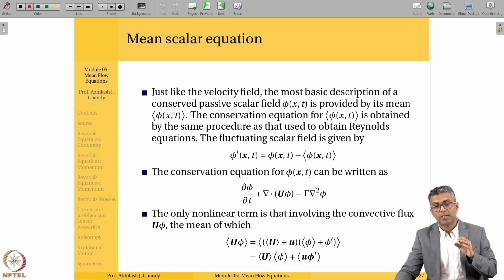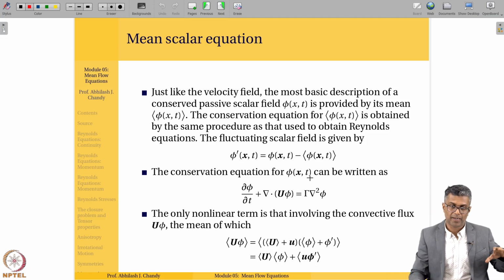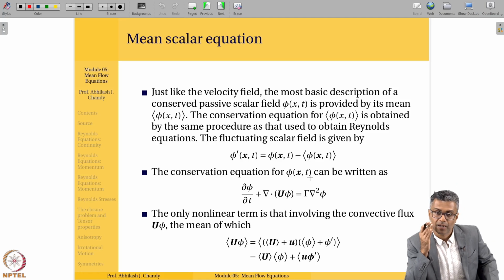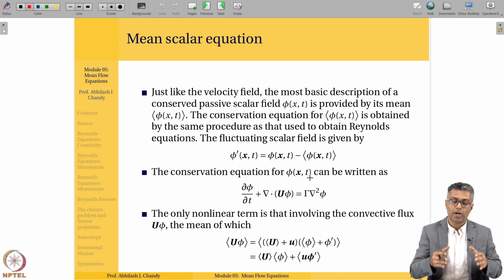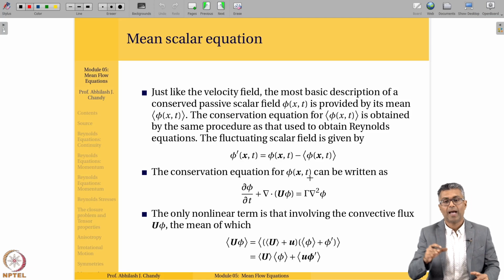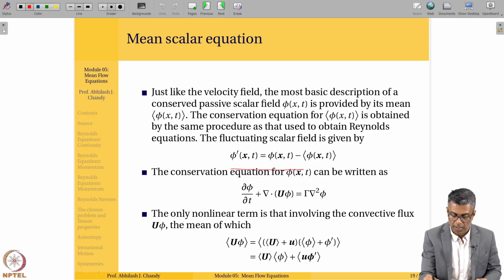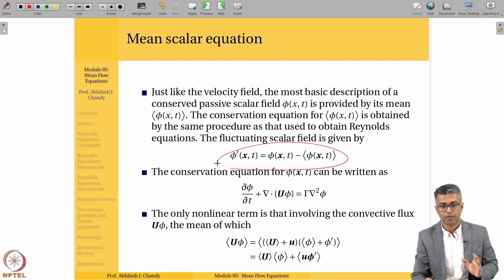Now let's go to the mean scalar equation. When we discussed all the governing equations, we discussed the continuity, the momentum, and the Poisson equation, which is derived by taking the divergence of the momentum. But we also discussed the scalar equation. So naturally, let's take a mean of the scalar equation. Just like the Reynolds decomposition is applied to the velocity, where you have the velocity decomposed into mean and fluctuation, the scalar can also be decomposed into mean and fluctuation, and that is what is done here. So phi prime is phi minus phi mean.